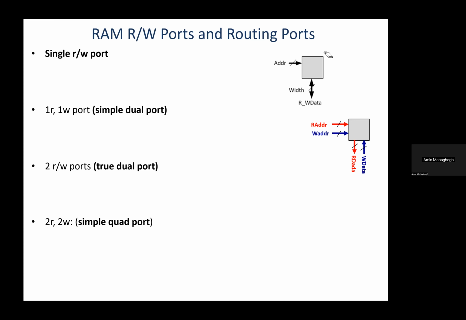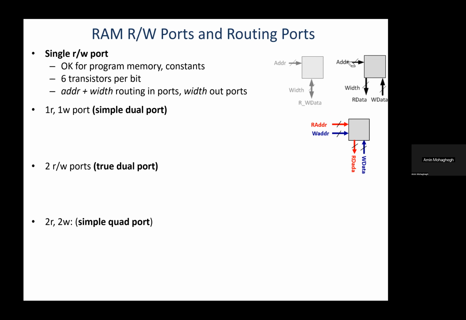So the simplest RAM we could possibly build is here. It's a single read-write port. So it's got one address and it's got one bus that is both read and write. At least that's the way you think of it. You can't really build a bus that's both read and write on an FPGA. So what you really build is a single address input, a read data output, and a write data input. We can't really have a port that flips back and forth. It's not efficient to build that anymore.